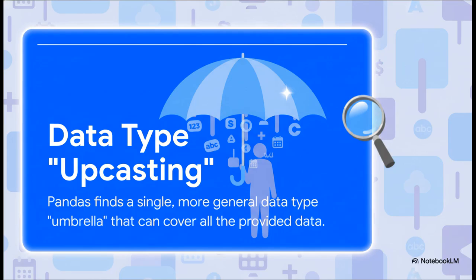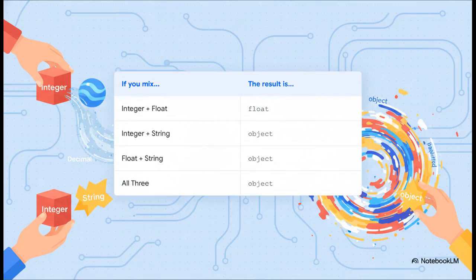Well, the secret is a really clever process called upcasting. To keep its one data type rule, Pandas looks at all the different values you've given it and finds a single, more general data type that can handle everything. Think of it like trying to find a big enough umbrella to keep all your different data types covered. And this table here basically shows you those umbrella rules in action.